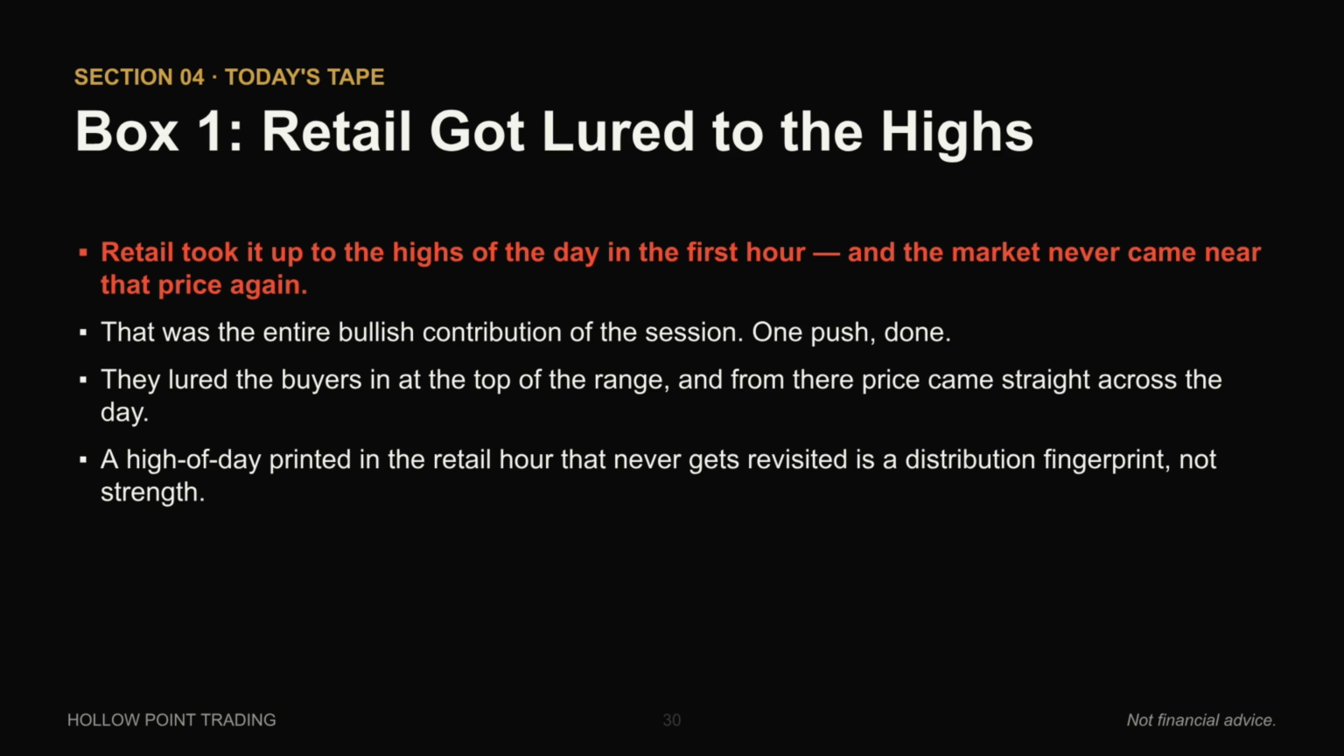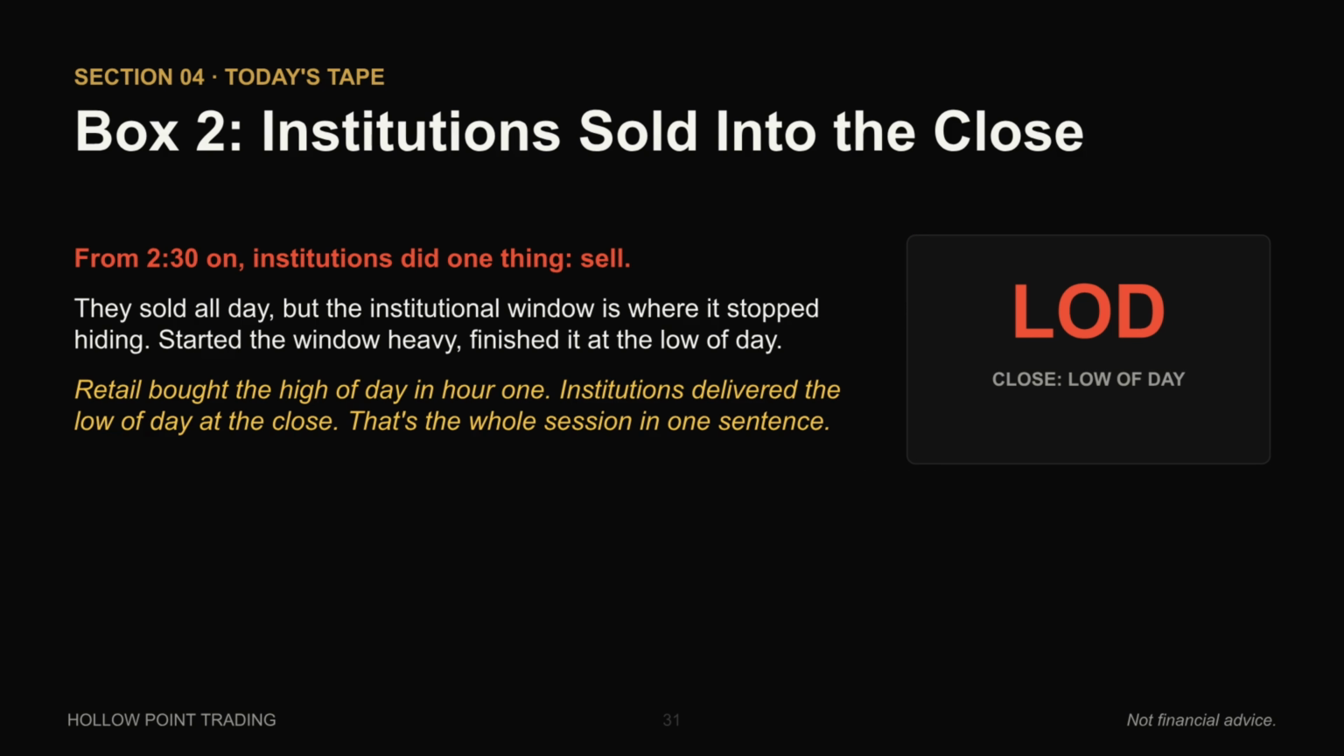Today, retail pushed the market to its highs in the first hour, but those levels were never revisited. This lack of follow-through is a classic fingerprint of distribution. Moving on to today's institutional activity. In our second box analysis, it's clear institutions were selling into the close. While they sold throughout the day, the institutional window at the end of the session removed any doubt, as the price finished at the low of the day.